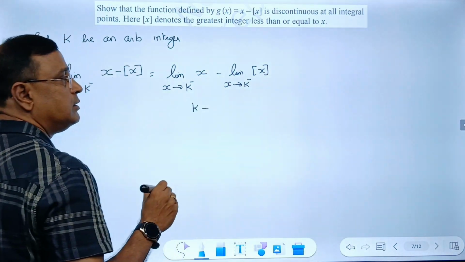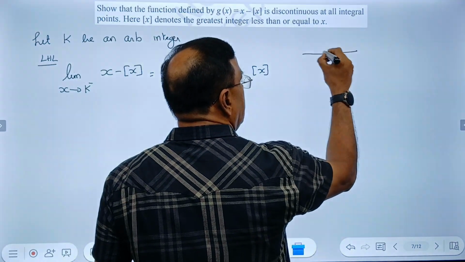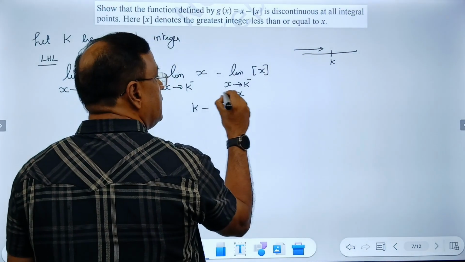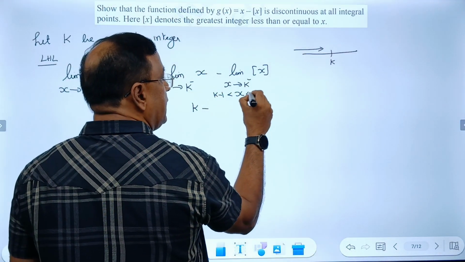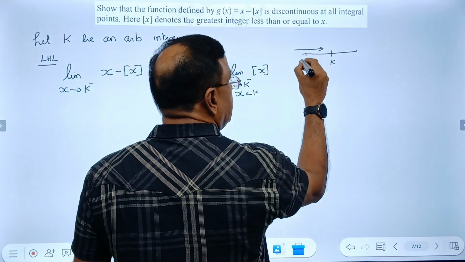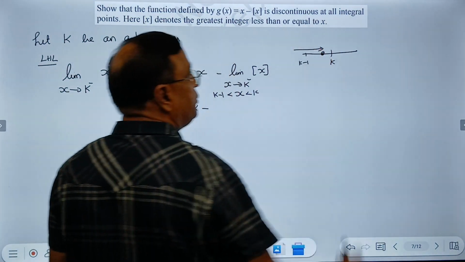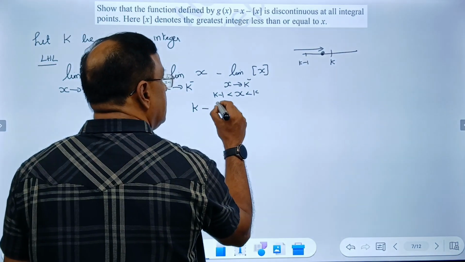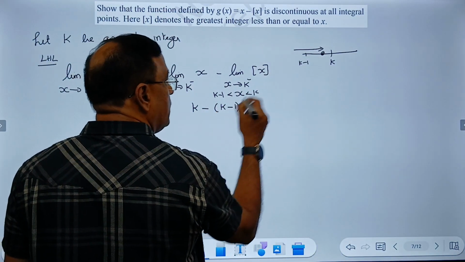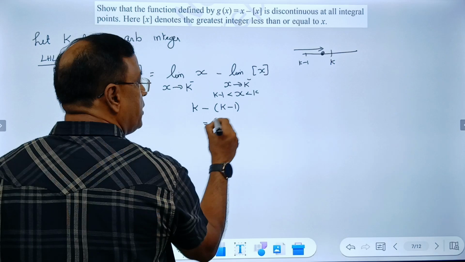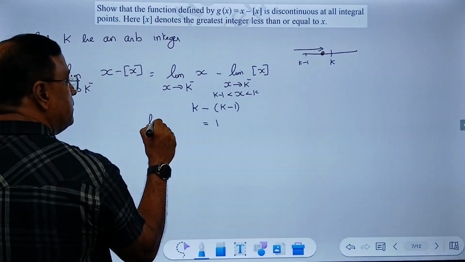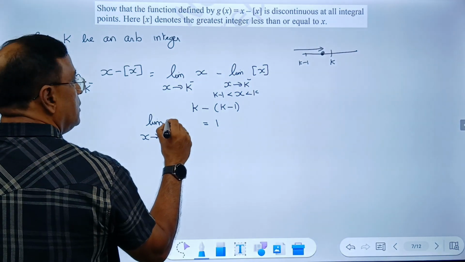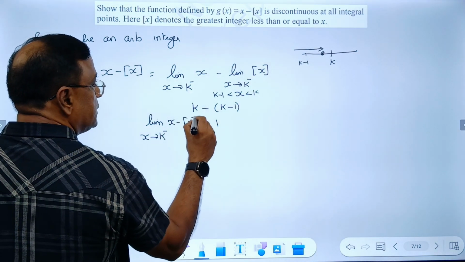Now what about this? When x is approaching k from the left hand side, my values of x lie between k minus 1 and k, correct? So my greatest integer value will be k minus 1, the lower value, right? So when I open the bracket, I get 1. So this is my left hand limit: x minus the greatest integer function of x is 1.